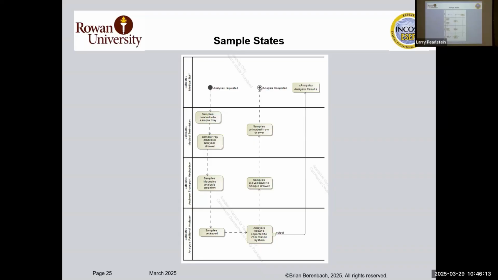So the samples are loaded into the tray. It's placed in the analyzer drawer. The samples are moved to the analysis position, wherever that is. The samples are analyzed. The results of the analysis go to the onboard information system, and the samples are moved to the sample drawer, or they're moved to refrigeration. And then the samples are unloaded from the sample drawer, and in parallel with that, the analysis results are reported.